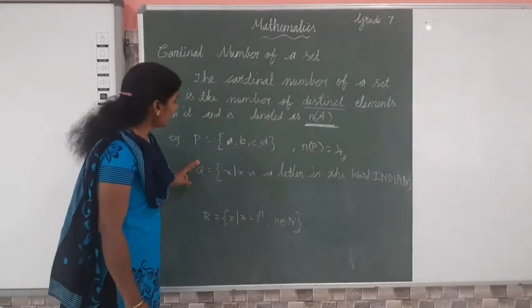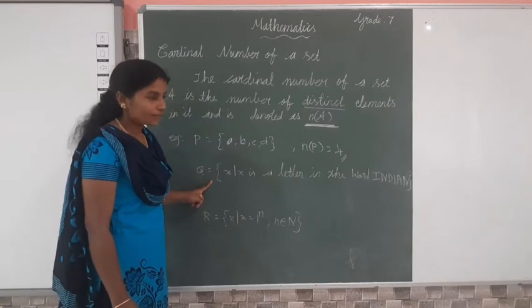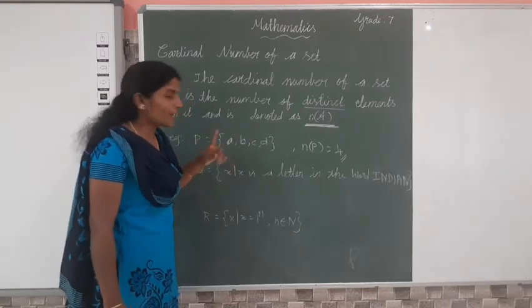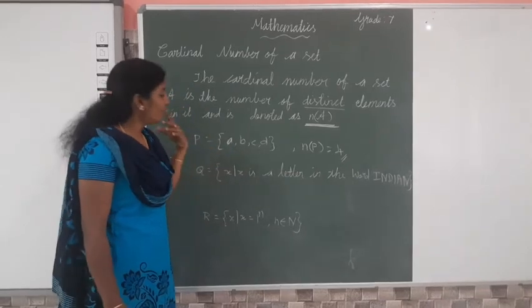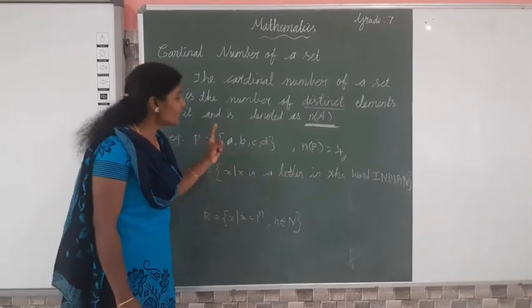Now, second one, Q is equal to x. Can you say which method this is, listing method or builder method? This is listing method.